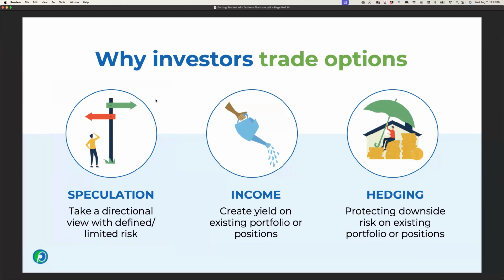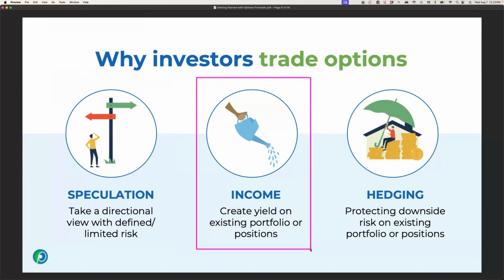The second, and arguably the most popular one with more experienced investors, I would say, is income. Like I said, you can be a buyer of an option or you can be a seller of an option. And selling options, a parallel you can think of is like selling an insurance contract, right? It's a very popular way for investors to generate income. Selling call options, selling put options, and collecting that yield is a great way to potentially add an income stream to your portfolio.